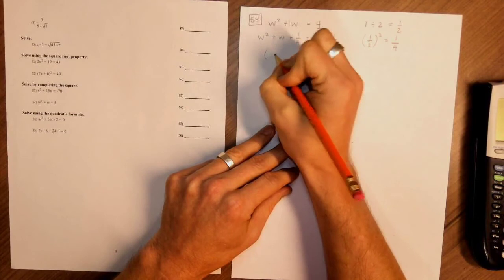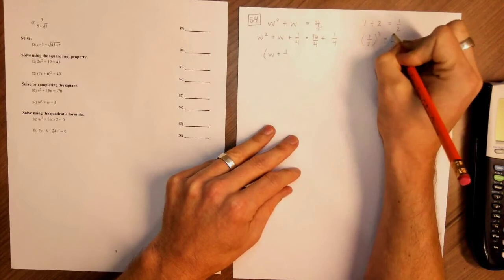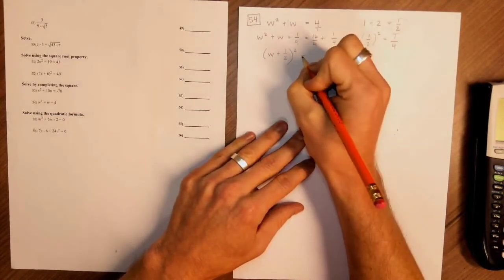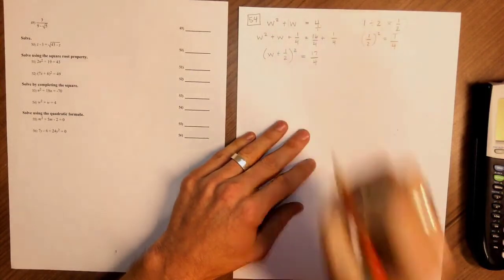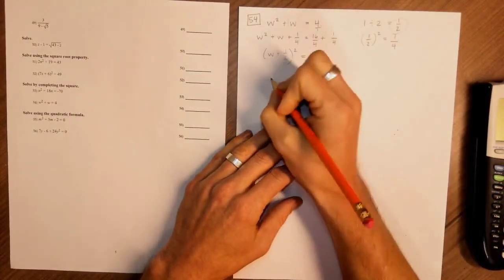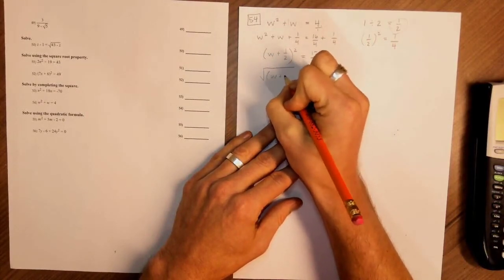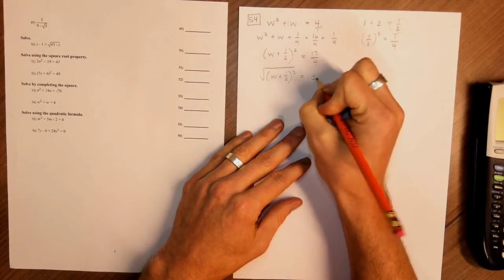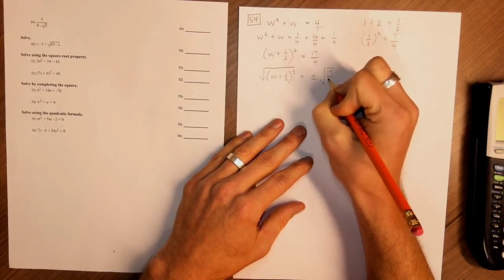All right. So this is going to simplify into w plus 1/2, squared. We take it from right here. Equals, and 16 plus 1 is 17 over 4. So then we're going to take the square root of both sides. Take the square root of w plus 1/2 squared, and we're going to get plus or minus the square root of 17 over 4.